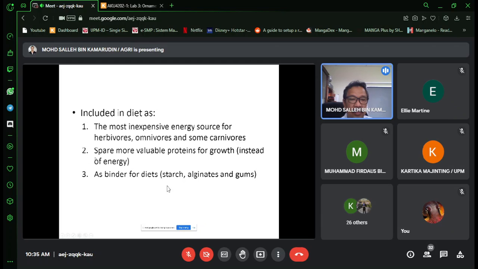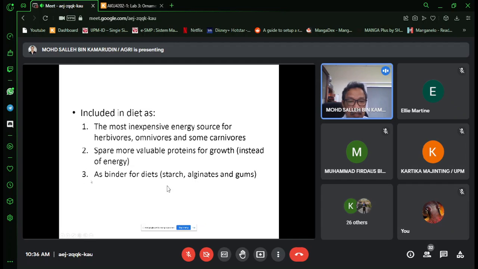Number 2, why they are also included, so that they can spare the valuable protein for growth instead of energy. So if we are using the energy from the carbohydrate and also from lipid, then the protein will be spared, ataupun di reserve for growth. Because, banyak kali saya ulang, the protein is very expensive in the diet, and they are required in the body of fish in quite substantial amount.